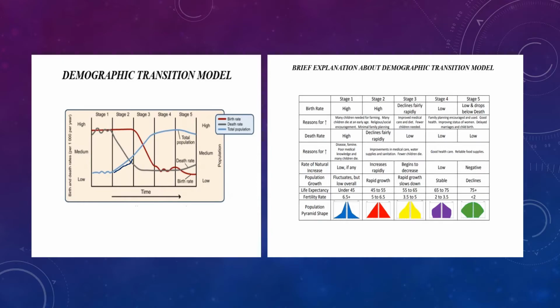Then we can say that the death rate also remains very low. Here you can see it very clearly. The death rate remains at a very low level because of improvement in medical care, water supply and sanitation, and fewer children dying.